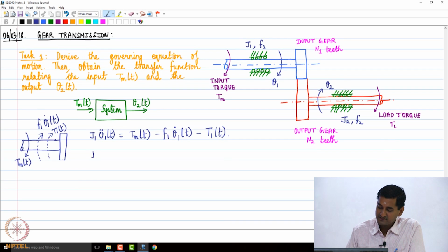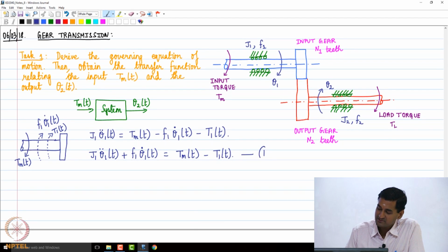So just rearranging these terms, we will get the equation as J1 times theta 1 double dot of t plus F1 theta 1 dot of t is equal to Tm(t) minus T1(t). Okay. So let's call this equation number 1, right? So that is the governing equation for the input shaft.